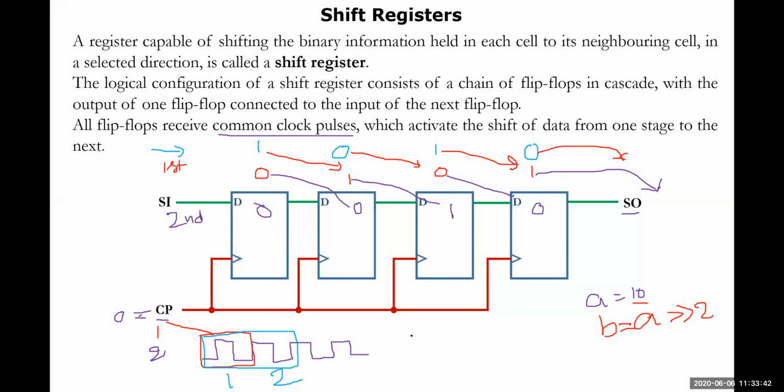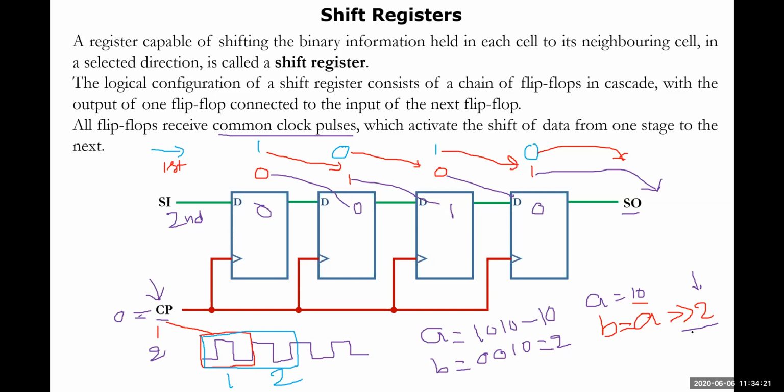So finally, after doing this, initially the A value in binary will be 1, 0, 1, 0. The B value after doing 2 shift operations will be 0, 0, 1, 0. Here the actual decimal value is 10, and here it is 2. So the shift is done twice. What is the second operand taken by the shift operation? It is how many clock pulses will be provided to the shift register. That is decided by the second operand.